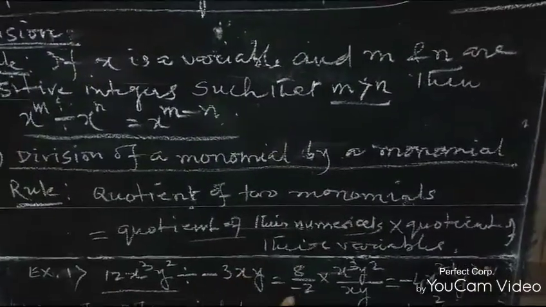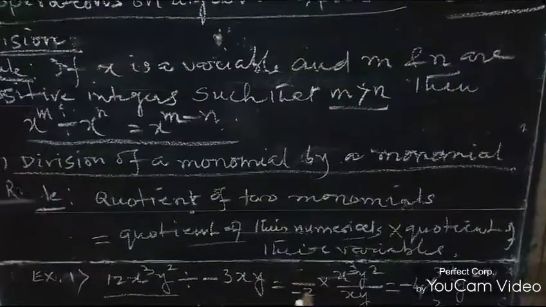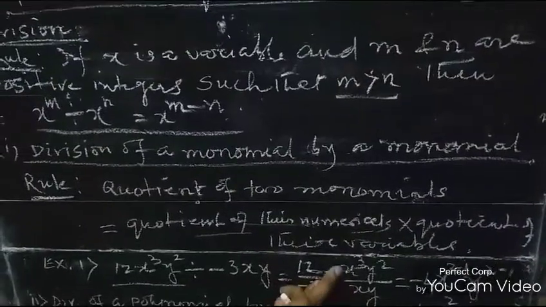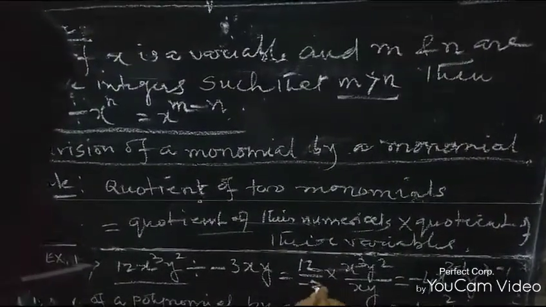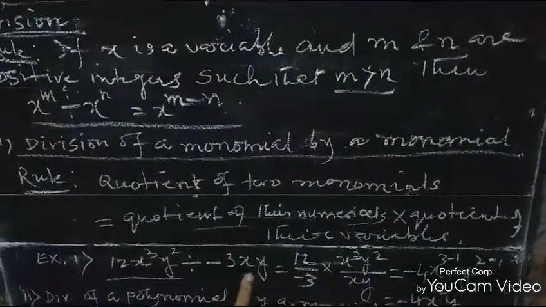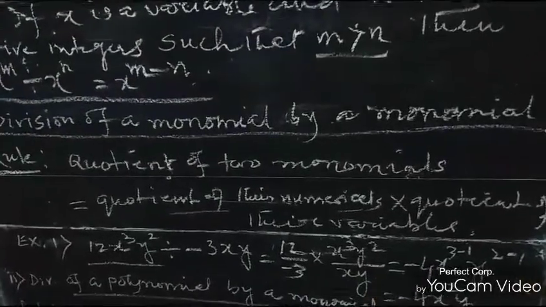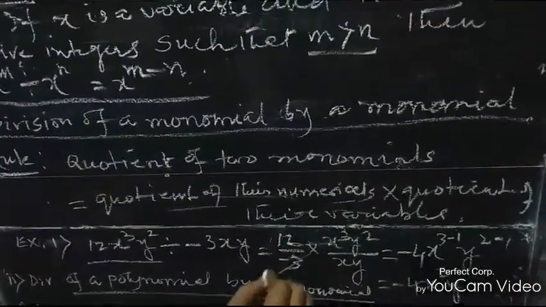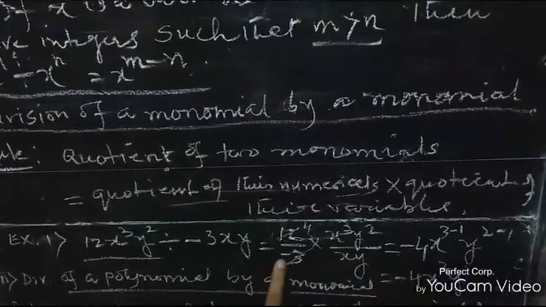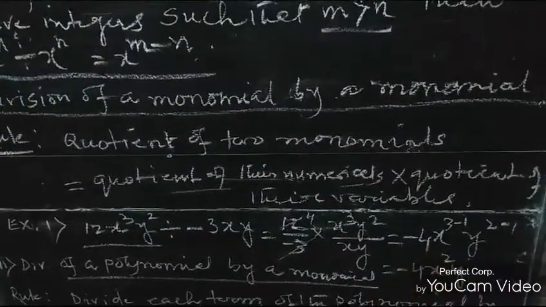So this is 12 by minus 3. Now this is x cube y square divided by xy. This is the numerical part, and this is the alphabetical part. Now it is coming 4 as the numerical part, and plus into minus will be minus. The sign is minus.